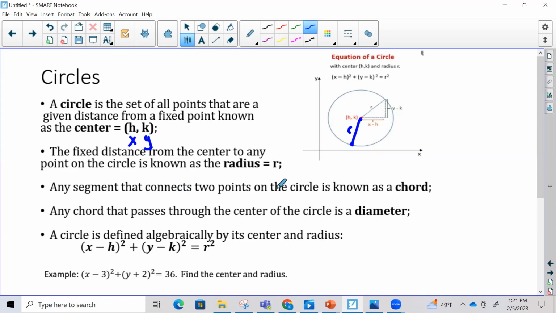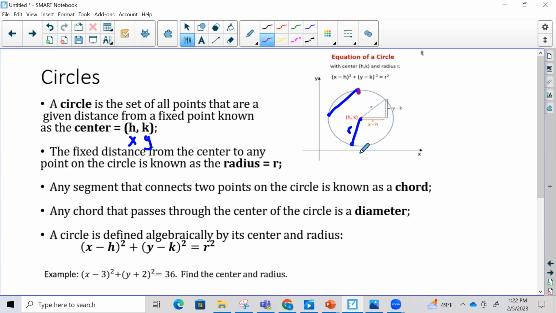Any segment that connects 2 points on the circle is known as a chord. Okay, so you're probably very familiar with radius. You're probably very familiar with diameter. You might not be as familiar with a chord. So a chord is if you have 2 points on the circle and you connect them with a line segment, that is a chord.